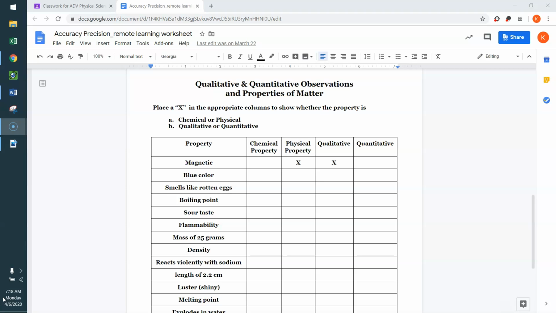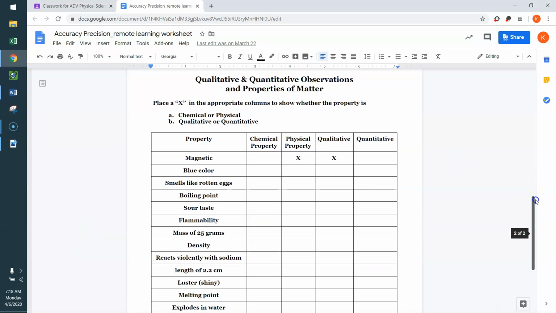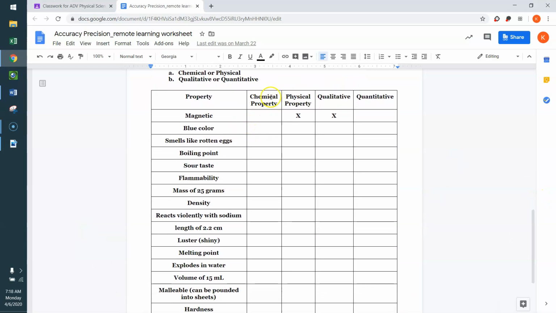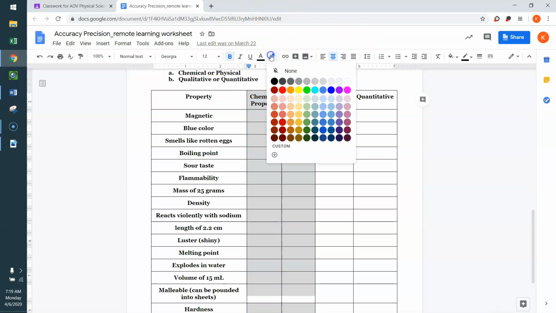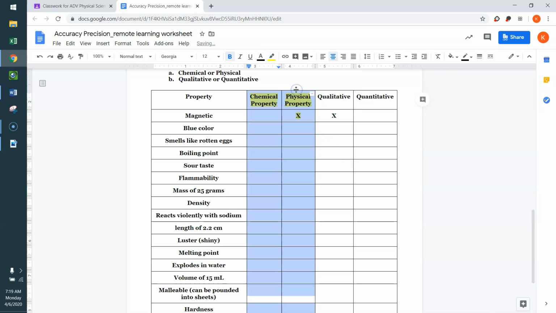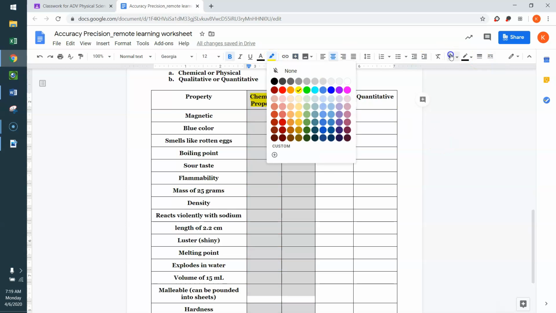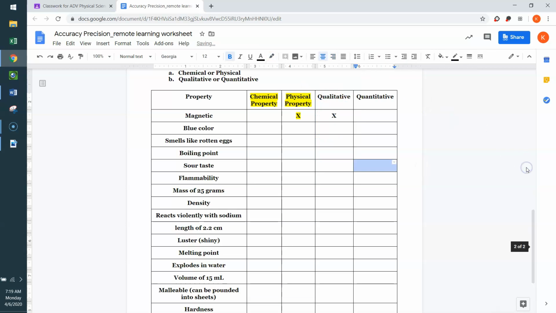Okay, so there were a few pieces in here that many of you had mistaken for the wrong property. So the first thing I want to do is just to go through your chemical and physical properties. So I'm going to highlight this column here, just going to highlight that. Okay, that's not what I wanted to do. There it is. We're going to highlight that there, yellow. Did that work? No. Okay, let's try that again.